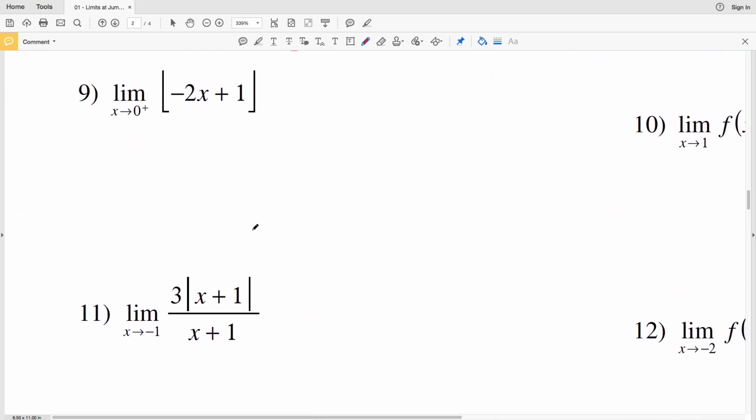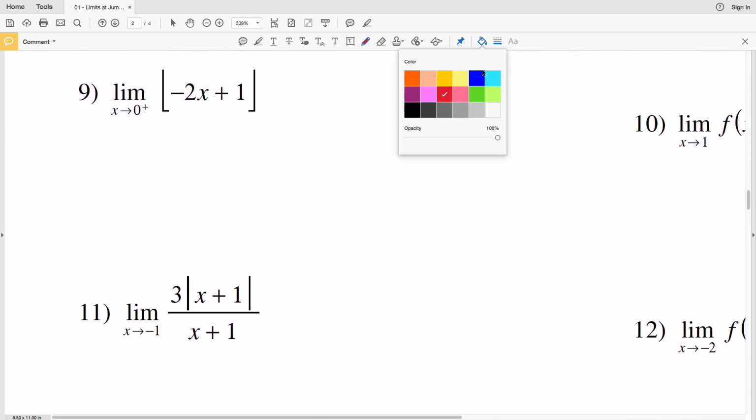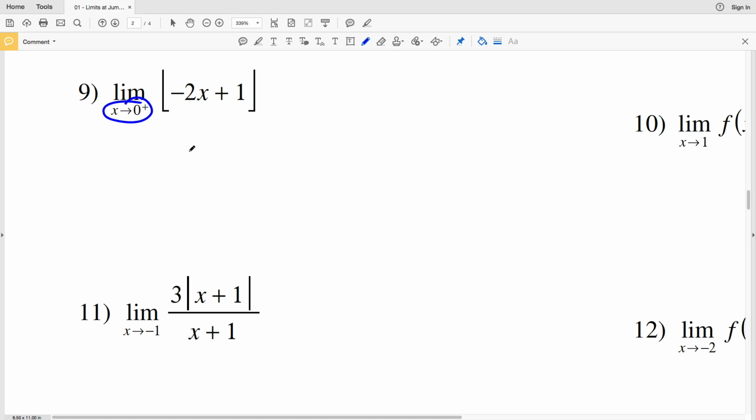Now on to number 9. In number 9, I'm looking at the floor function, so we're rounding down for values between integers. And we're looking at this as x approaches 0 from the right. So that's coming from the direction where x is greater than 0.